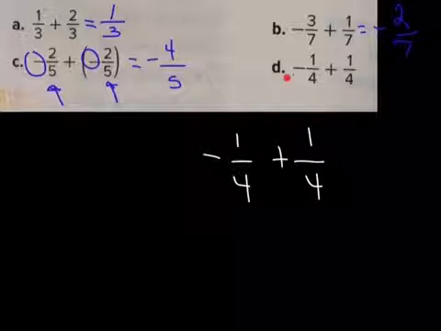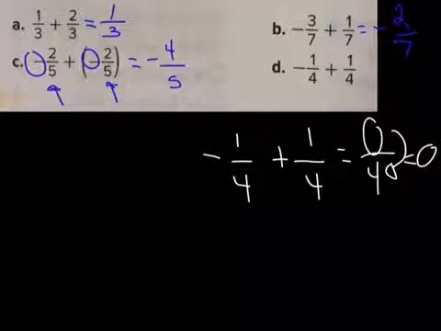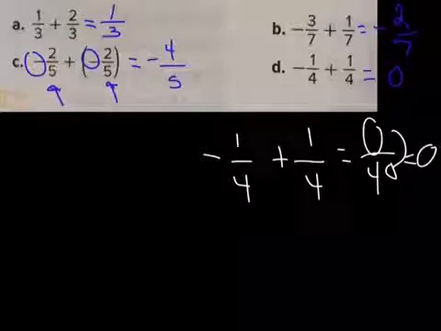And finally, negative 1/4 plus 1/4. I hope you caught on to this, that when you have a negative plus its opposite, it's going to equal 0, right? So we have negative 1 plus 1, it's going to bring that to 0. 0 over 4. 0 divided by 4 is 0. Okay? And there are your answers.